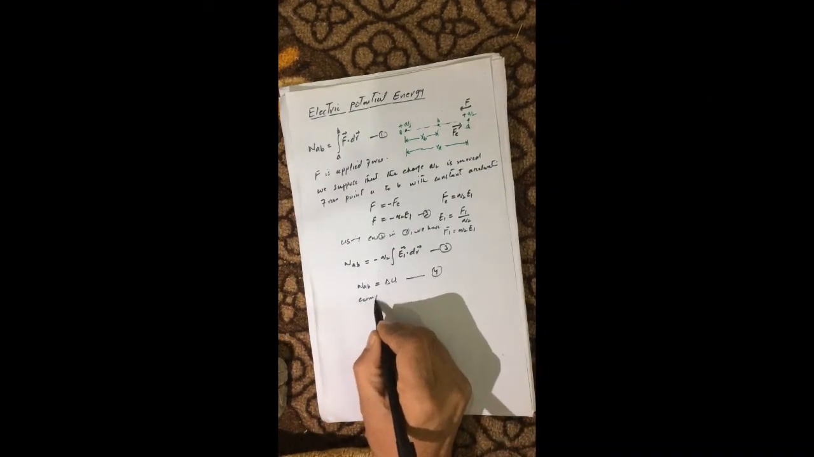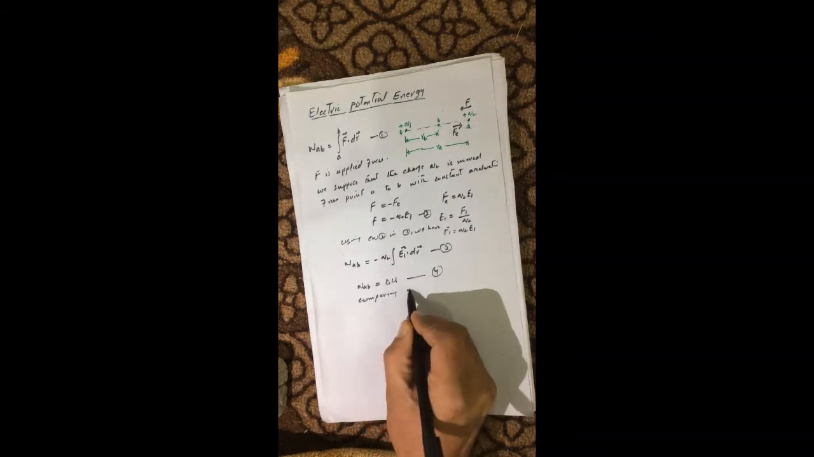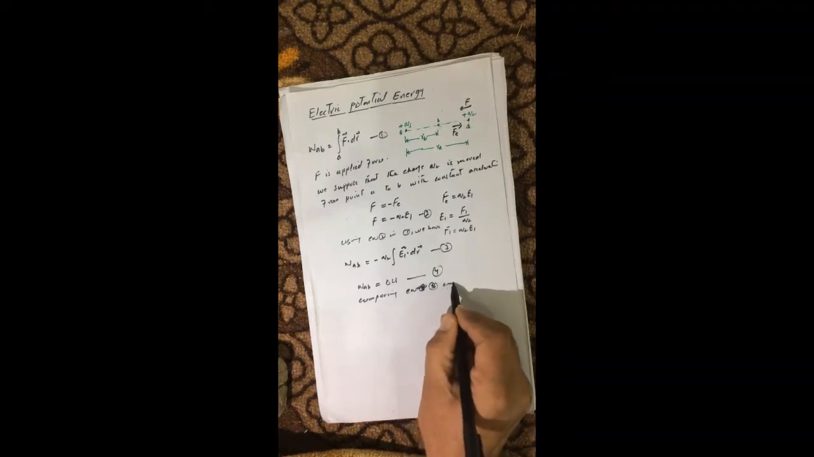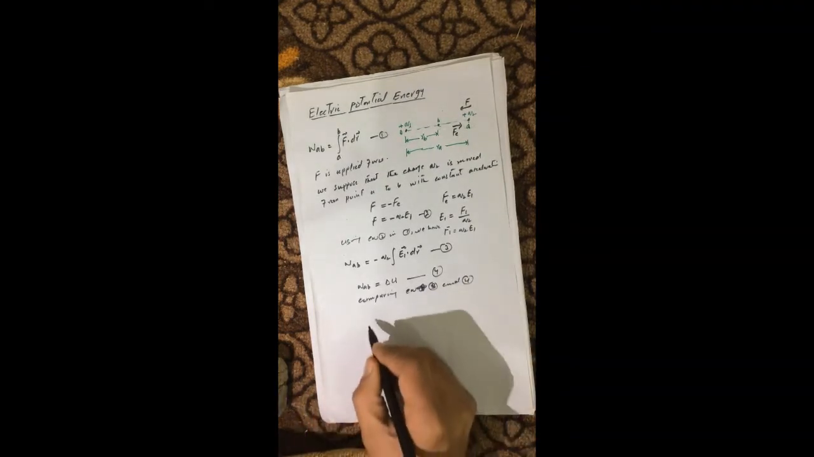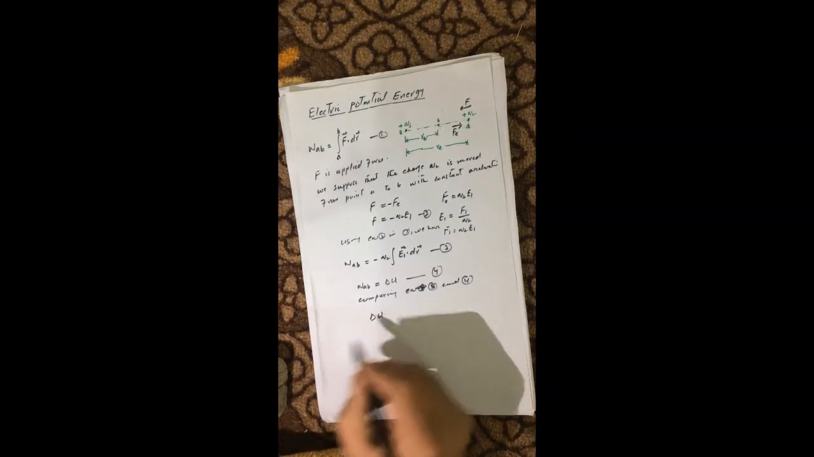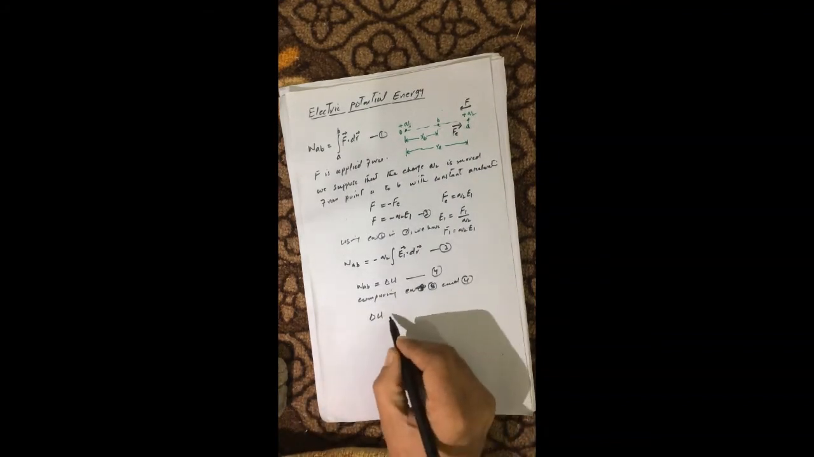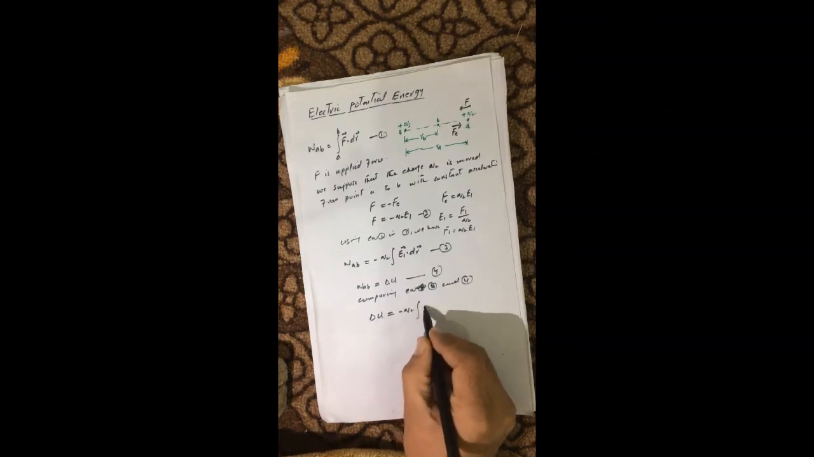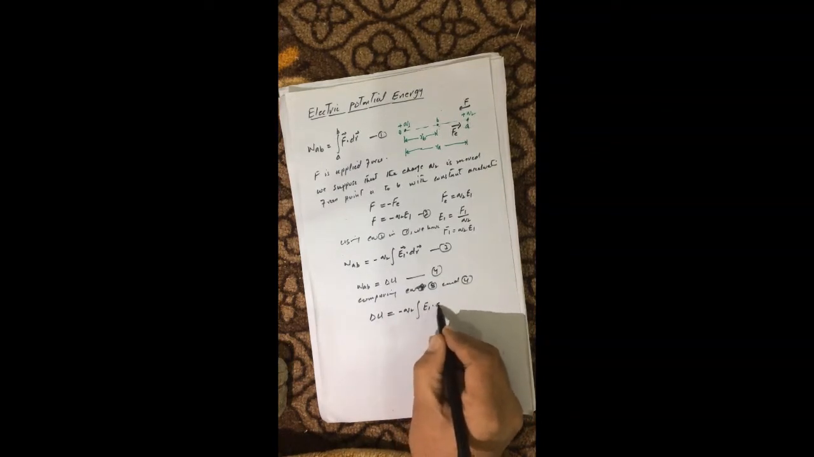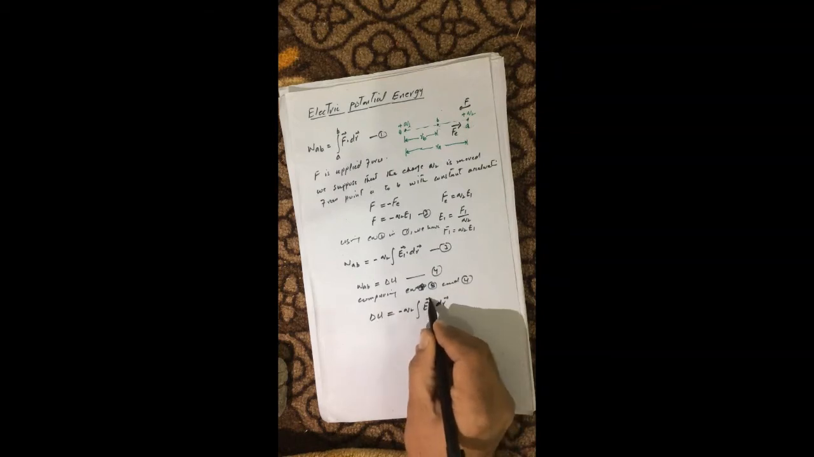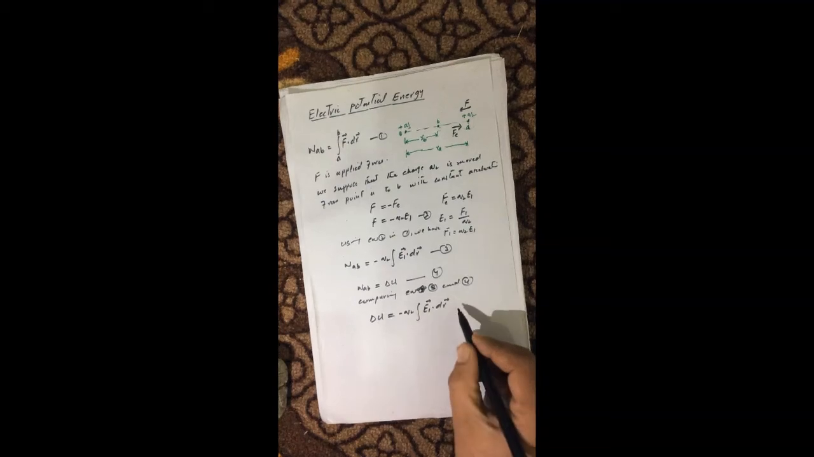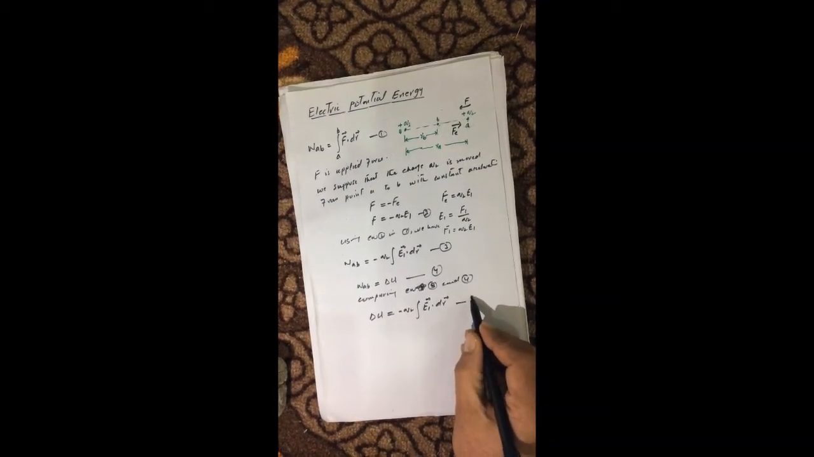Comparing equations 3 and 4, we have delta U, the change in electric potential energy, equal to minus Q2 times the integral of E1 dot dr. This is equation number 5.